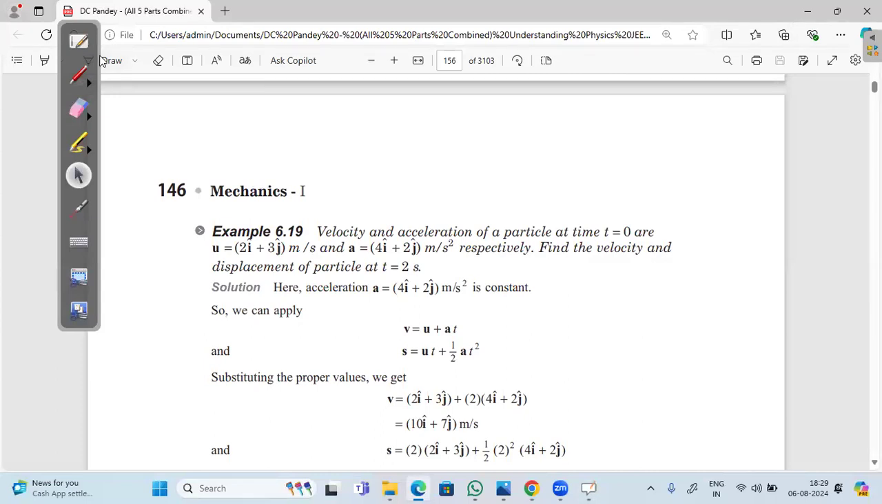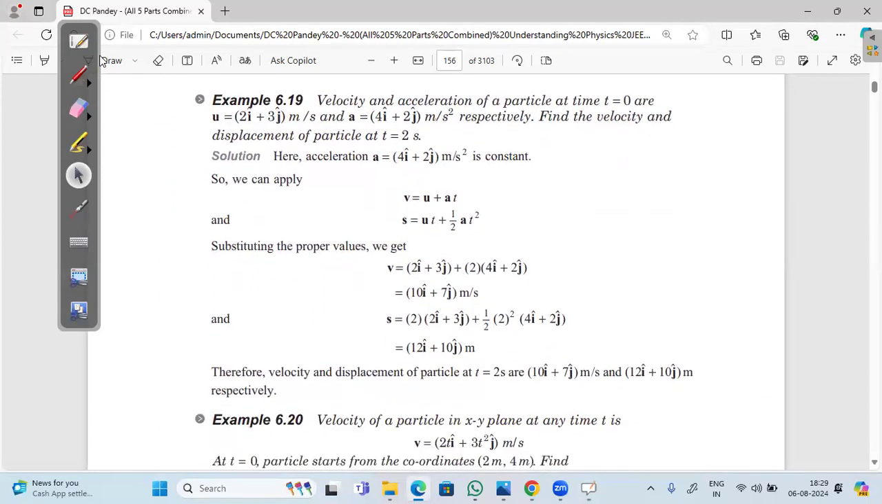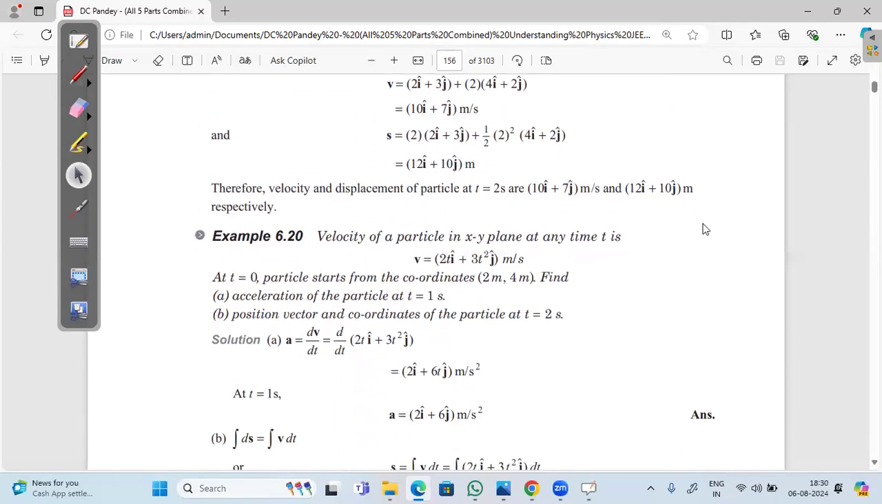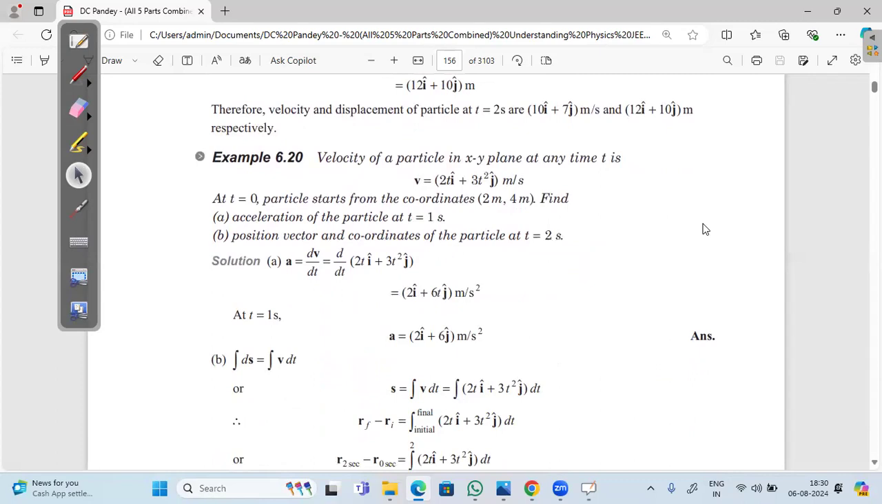See, I told you the velocity can be written as 10 i cap plus 7 j cap, right? In the same way, you got the displacement along the x direction to be 12 and displacement along the y direction to be 10. So you can write it as 12 i cap plus 10 j cap. Okay, let's try to do this question. After this, we'll move to the next topic.